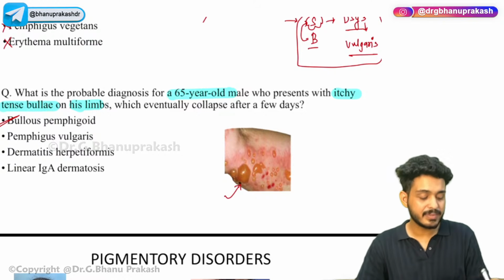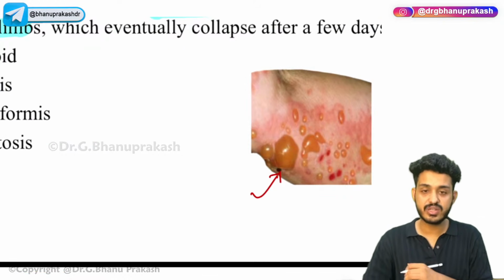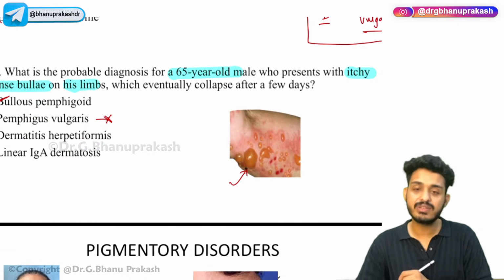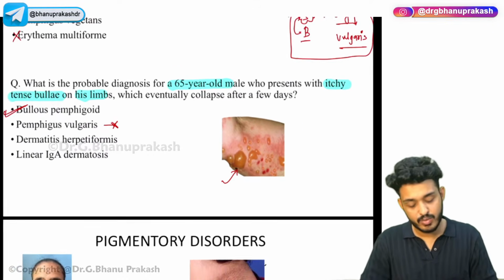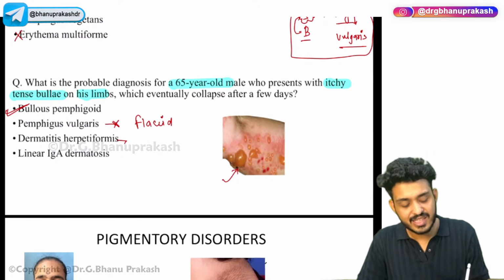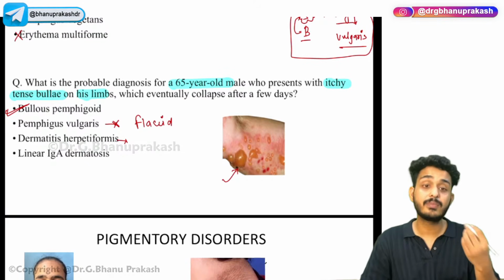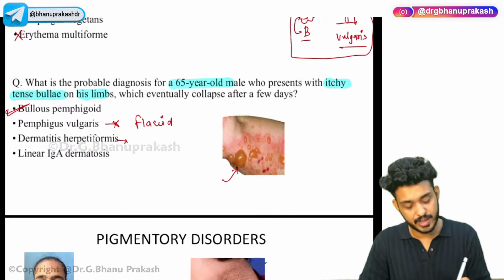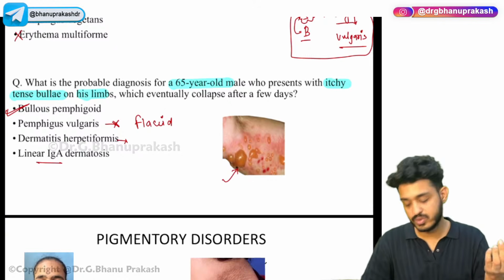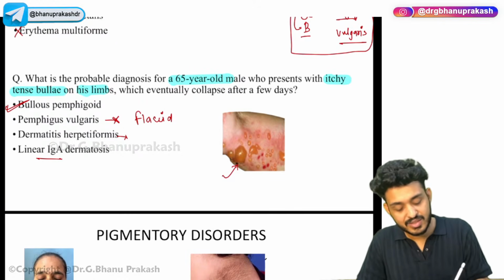Reason: bulla means there is already some fluid-filled lesion. Apart from that, vulgaris cannot be the answer, because pemphigus will have which type of bulla? Flaccid bulla. Dermatitis herpetiformis, sir, herpetiformis, there must be some grouped vesicles. And linear IgA disease is also a different entity. So your answer would be A.